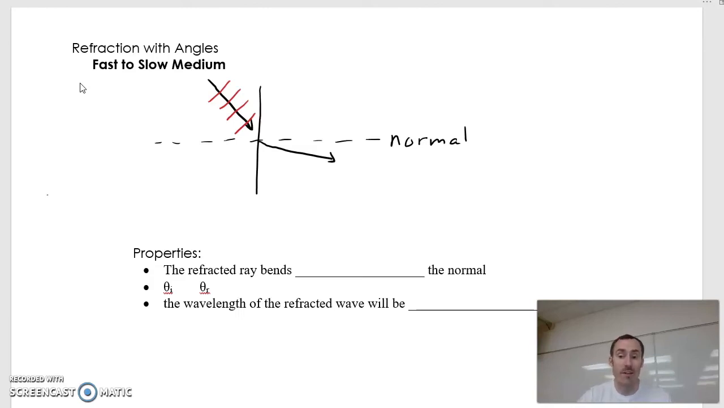So if the wave fronts are traveling this way, once they reach this boundary, they're going to bend this direction. And they're also going to slow down and lower their wavelength. So they're going to bunch up something like this. I'm going to draw them over here because it's going to make our life a little bit easier a little bit later. So they used to have this wavelength from here to here. Now they have a much smaller wavelength.